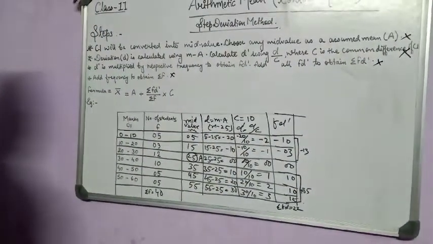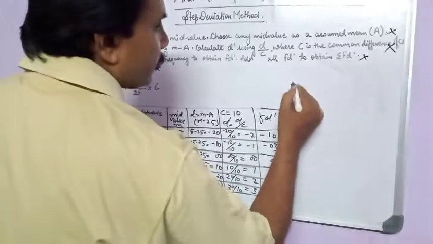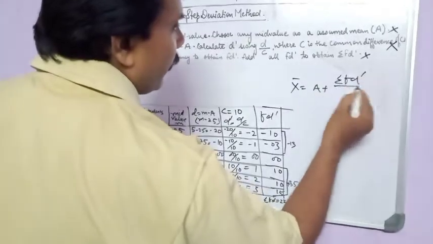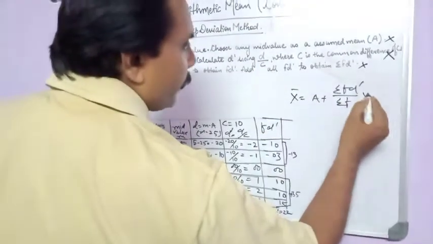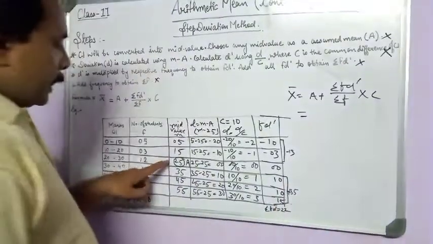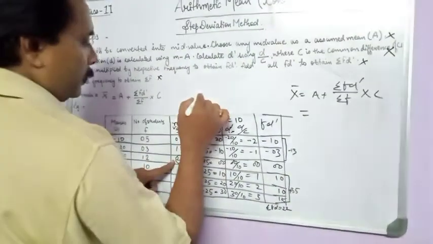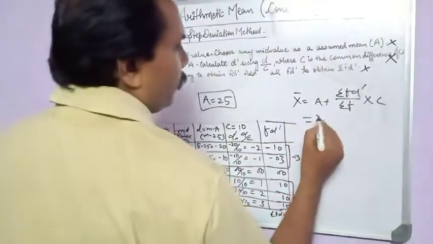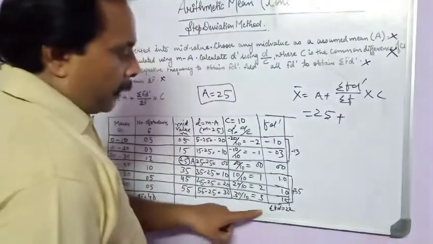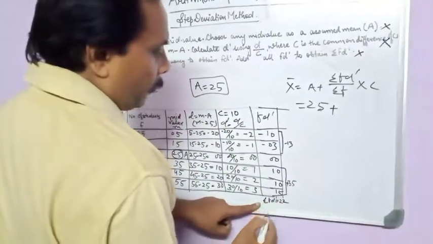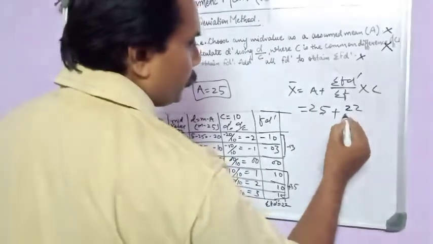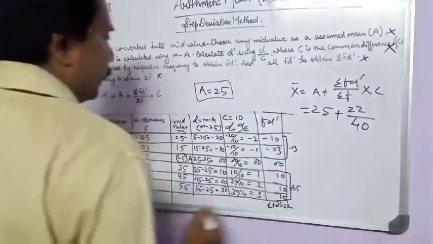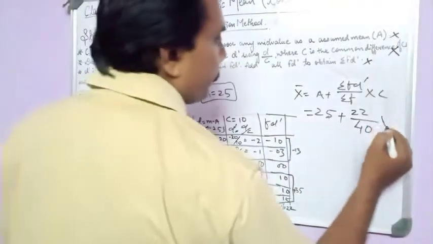Clear? Come to the formula. X bar is equal to A plus sum of FD dash divided by sum of F, into C. Our assumed mean A is equal to 25. We have already taken that, so that is 25, plus sum of FD dash. Sum of FD dash is equal to 22, divided by sum of F, that is 40, into the common difference C, that is 10.